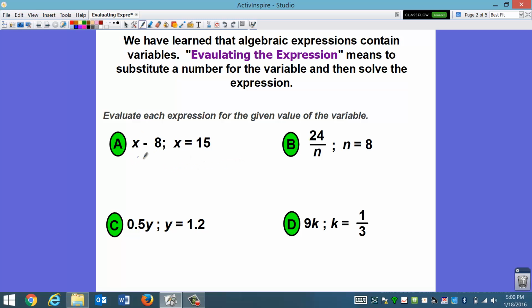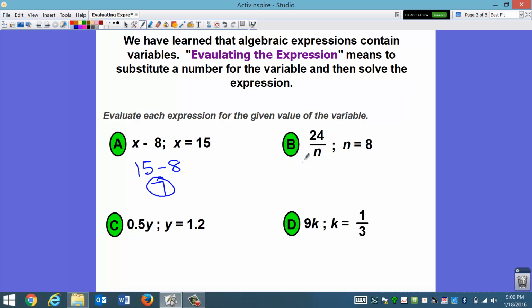Our first expression is x minus 8, and we're given the value of 15 for x. What you need to do is rewrite the expression, and as you rewrite it, substitute the 15 for x. So instead of x minus 8, I'm going to have 15 minus 8. And then we solve the problem. 15 minus 8 is 7. So 7 would be our answer.